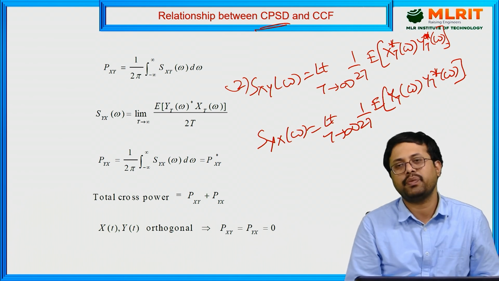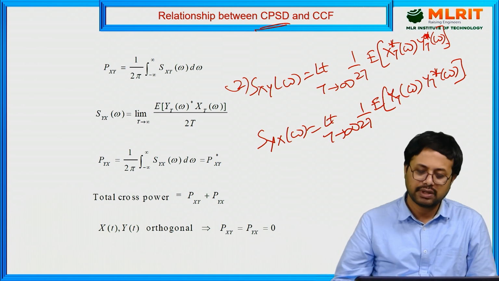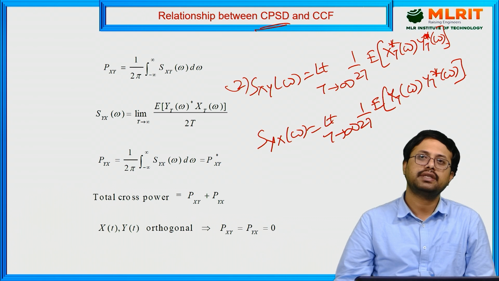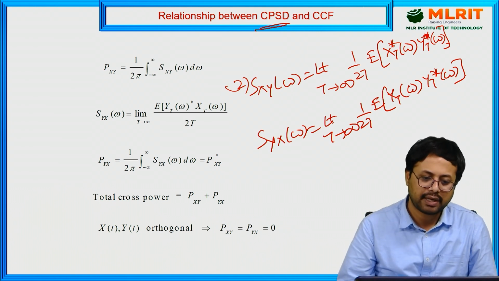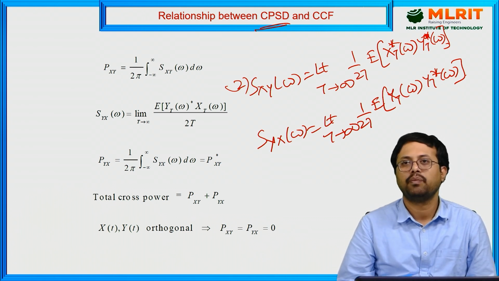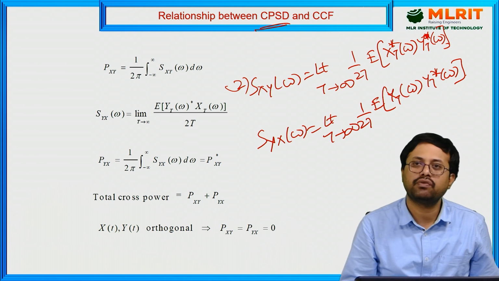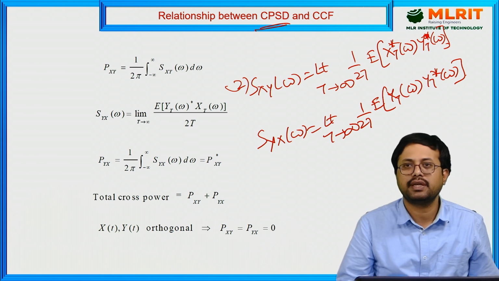These are the topics related to this session. In this session, we have discussed the relationship between cross power spectral density and cross power. Cross power represents what? The area under the curve of power spectral density is called cross power.